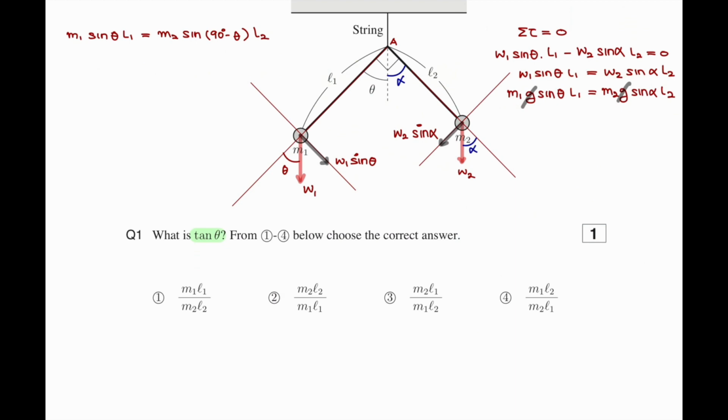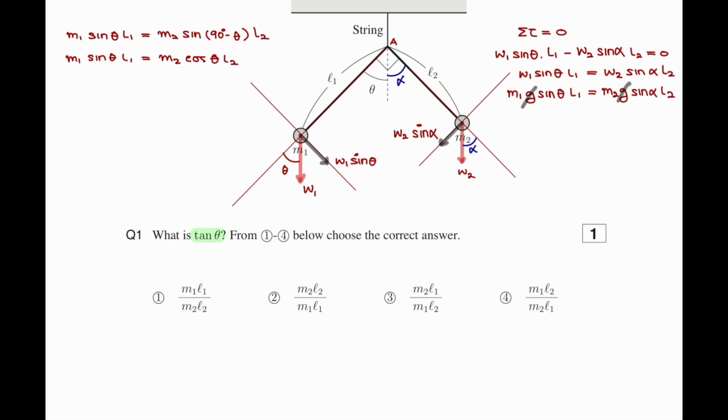And then, as you know, sin of 90 degrees minus theta becomes cos theta. So I got m1 sin theta L1 equals m2 cos theta L2. You can use the compound angle identity to prove that sin 90 minus theta is equal to cos theta.